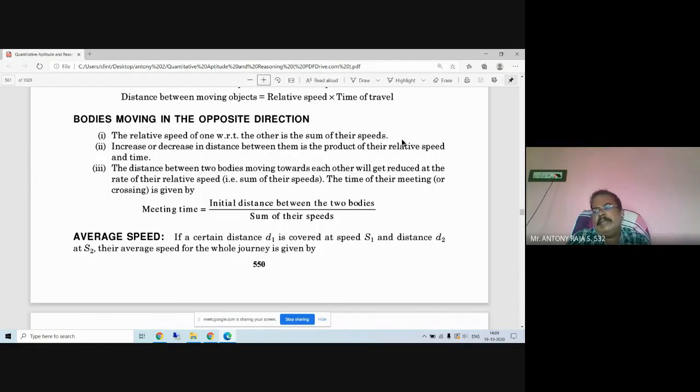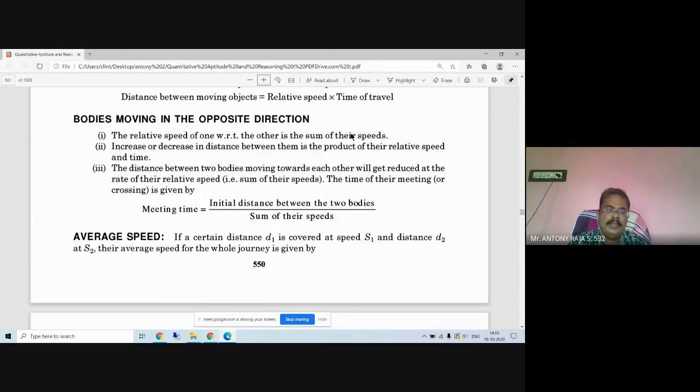These are all basic things you should know, because this term is available in the problem. Relative speed of one train with respect to the other is nothing but the sum of their speeds.